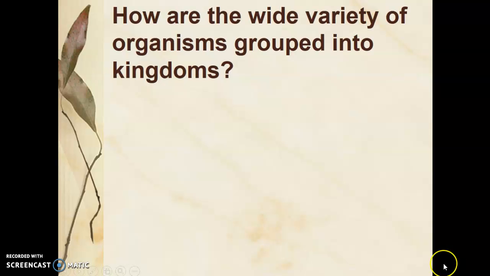Let's look now at how we classify organisms or put them into their groups. So when we have a very large variety of organisms, we can group them into their kingdoms. There are 6 different kingdoms that we will explore that all organisms can fit into. So how do we put all of the organisms into just 6 kingdoms? There's 3 main criteria we can use to classify almost any organism into their specific kingdom, one of the 6.